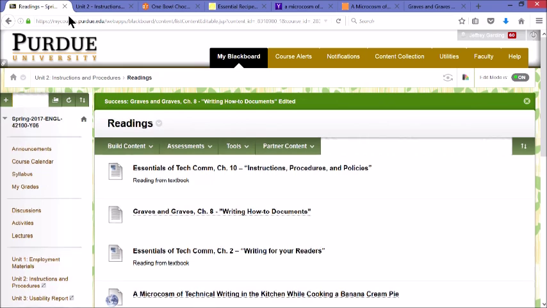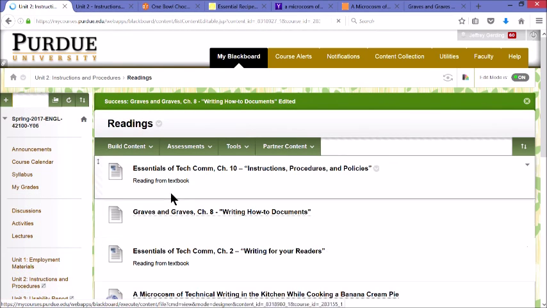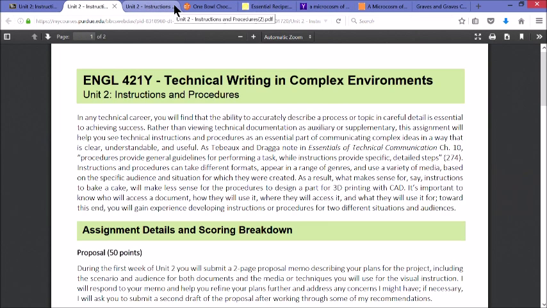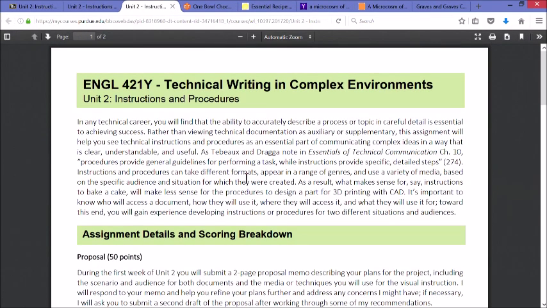Unit 2, going to the assignment sheet really quick, is all about instructions and procedures. The goal of this project will be to develop 2 sets of instructions on a similar topic for an actual situation with a slightly different purpose and audience.